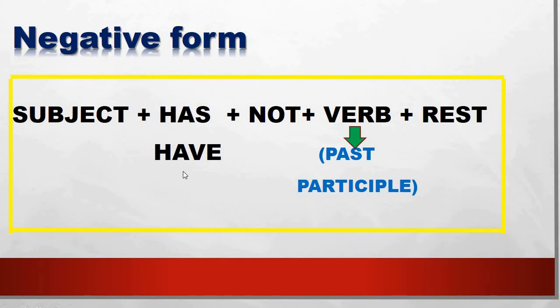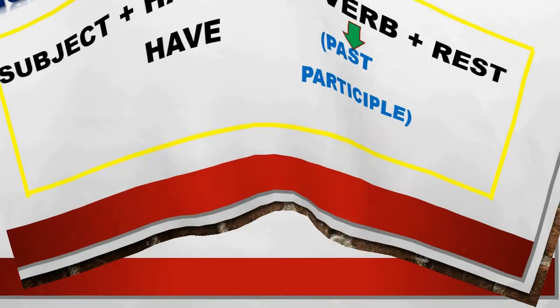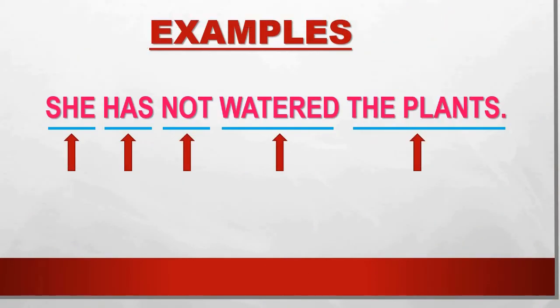Subject, has or have, not, verb means past participle, rest. This is the example for negative form. She has not watered the plants, because she is a singular noun. I have taken has.